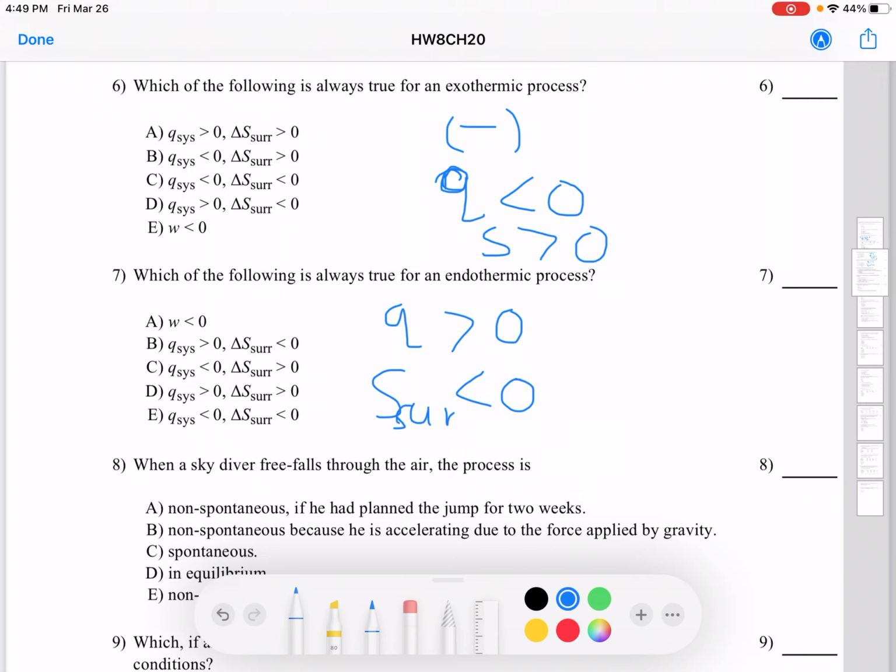Entropy surrounding would be less than 0. Q system would be greater than 0.